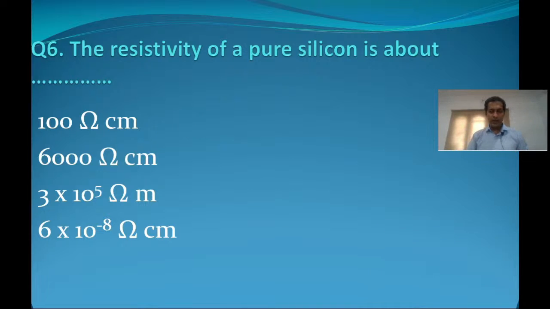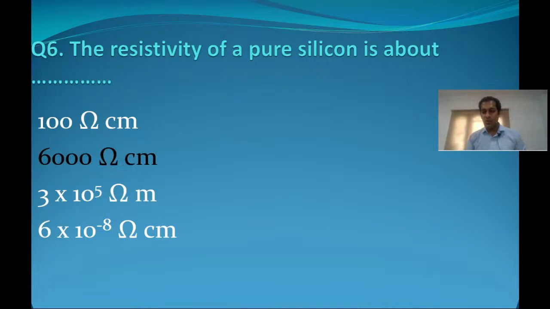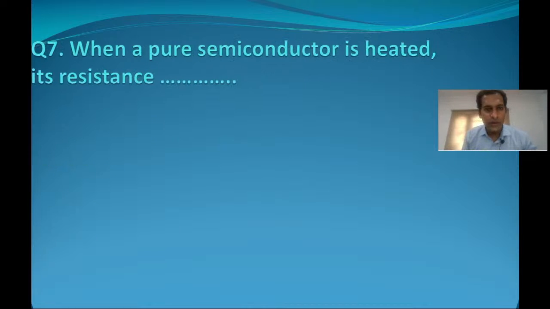The correct answer is 6000 ohm centimeter. That is the resistivity. Resistivity is the amount that opposes the current. That is nothing but the resistivity. So this is the resistivity value.